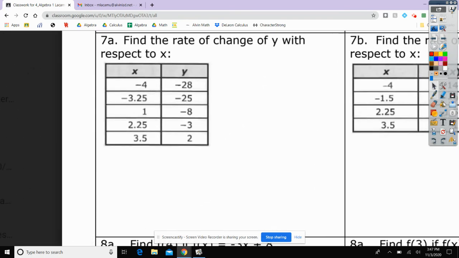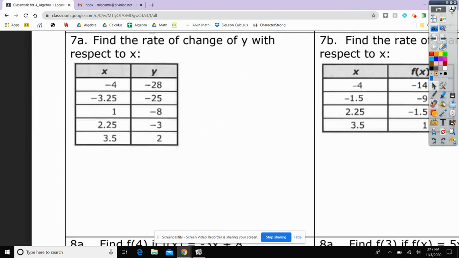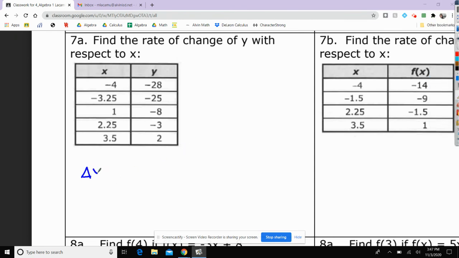Okay, 7a, we're going to find the rate of change of this table. And the rate of change of a table is the change in the y value over the change in the x value. Now you can pick any two rows to find the change between. So I'm going to pick the two that are whole numbers. So I'm going to pick -28 to -8, -4 to 1. So as long as they're in the same row, you can pick them. I'm basically just going to act like this row doesn't exist.